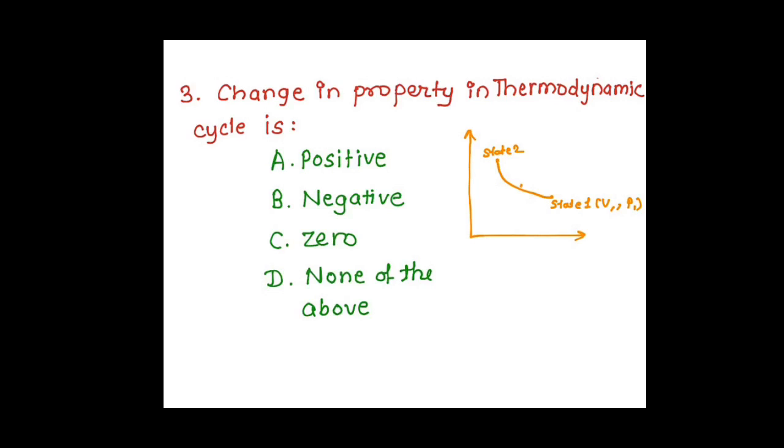This is called a process. But again, when from state 2 it returns to state 1, then it completes the thermodynamic cycle. So the change in property in a thermodynamic cycle will be 0, as the initial state and final state are the same. So the correct answer in this case will be C, that is 0.